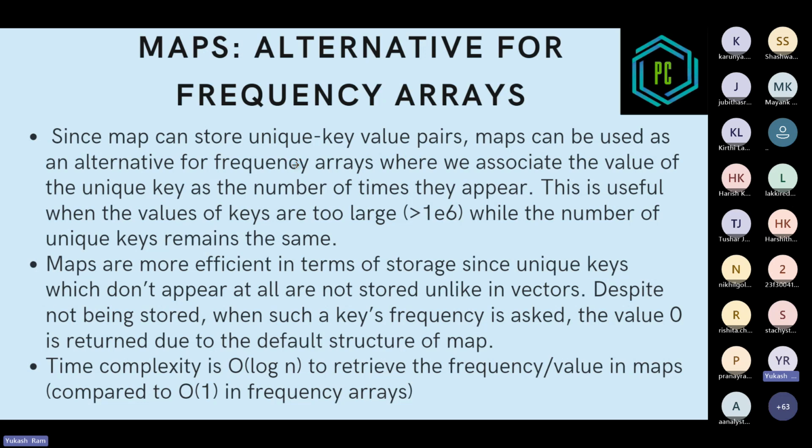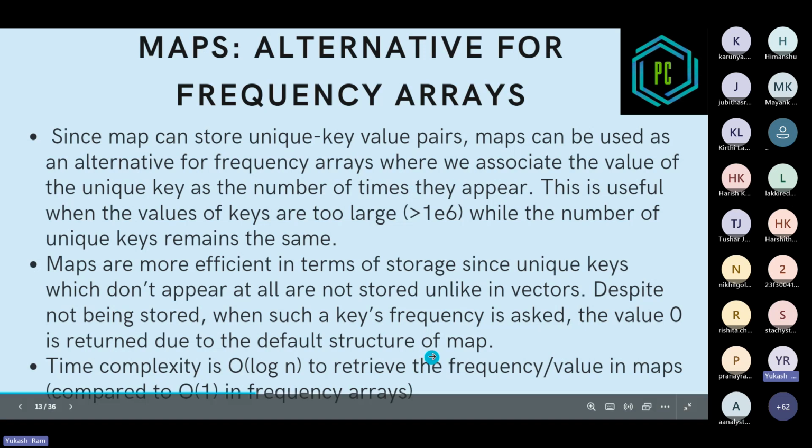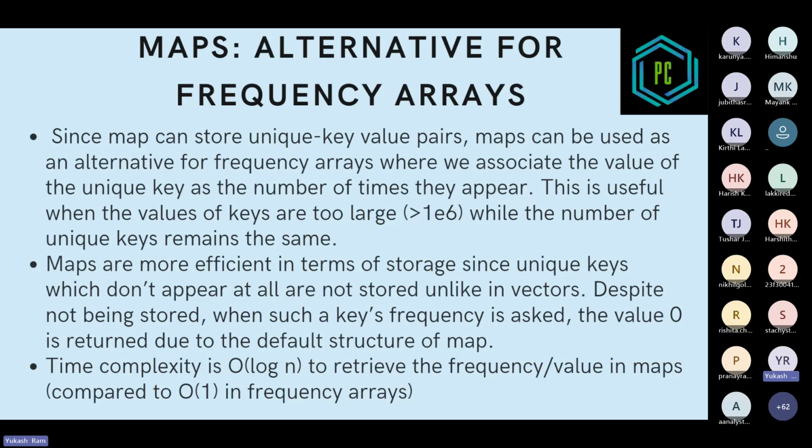Here's one application of maps as an alternative for frequency arrays. In one of the previous sessions, you have seen frequency arrays being used. But one of the disadvantages of frequency arrays is that even though the size of the input remains the same, if the values of the input are very large, let's say 10^8 or 10^9, you cannot use a vector to store that many elements, because there is a limit on how many elements you can store in a vector. I think the limit is around 10^6 or 10^7, I don't know exactly. But if the values are like 10^8 or 10^9, you cannot store them in a vector or frequency array.